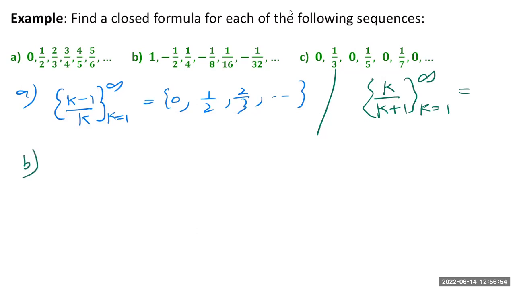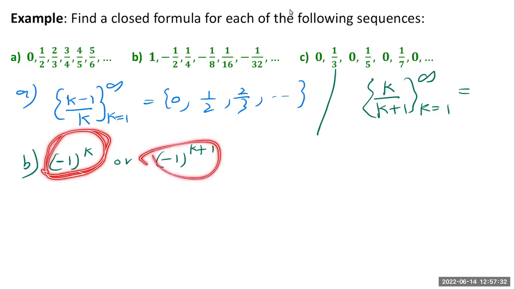Next part, part B. How do we write a closed formula for part B? First of all, notice that in part B, you have alternating signs. First term is positive, next one is negative, next one is positive, next one is negative, and so on and so forth. If there are alternating signs in a sequence, either -1 to the power K or -1 to the power K plus 1 should be in the numerator. You need to figure out which one you are going to put in the numerator. Would it be this one or this one? We'll figure that out.